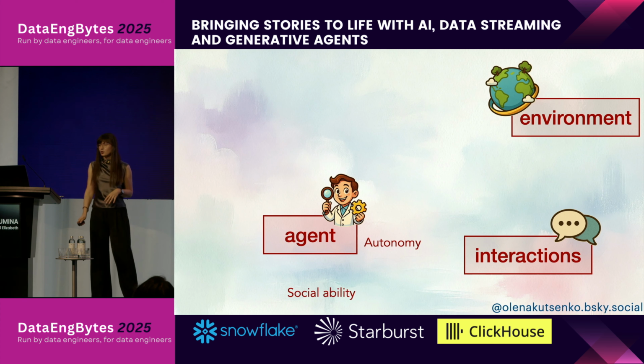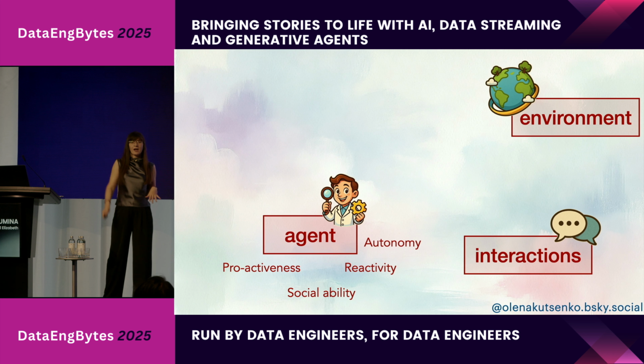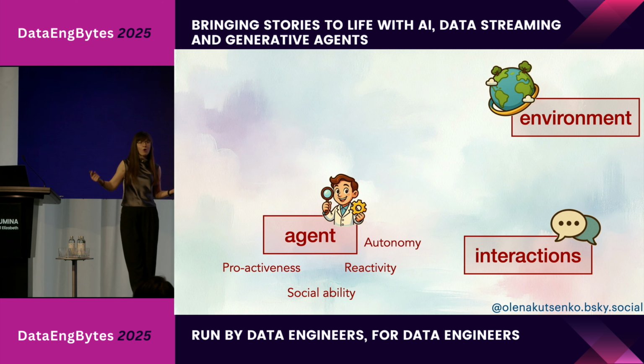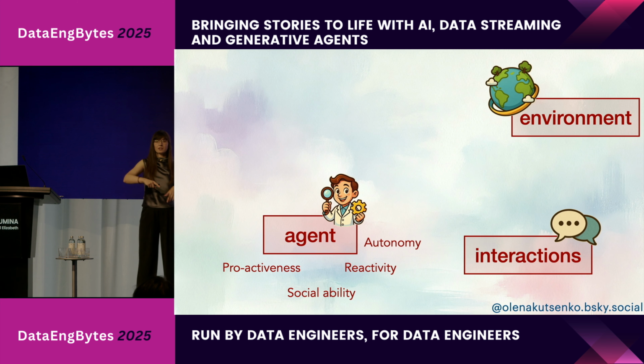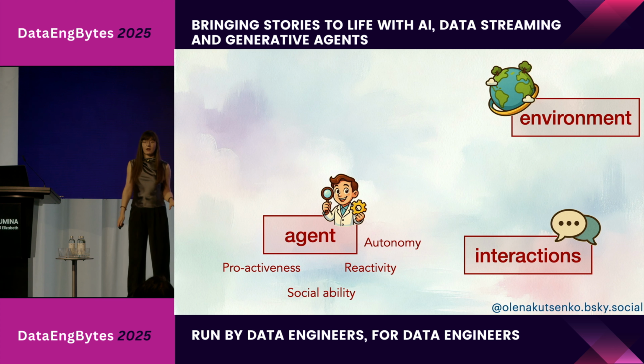And agents should have some autonomy, social ability, and reactivity, so that they can react to changes in the environment, but also proactivity, so that they evolve, they change, they learn from the environment, and they do things differently based on the previous outcome. And all of that existed before large language models. And there were cool things built with that.